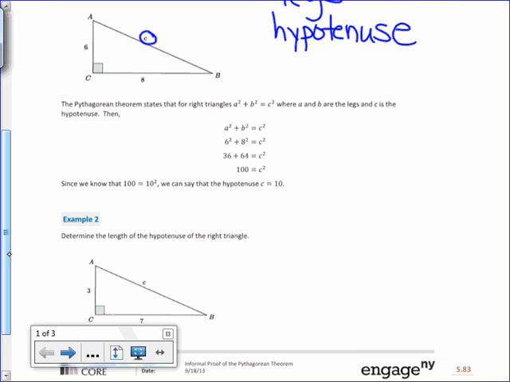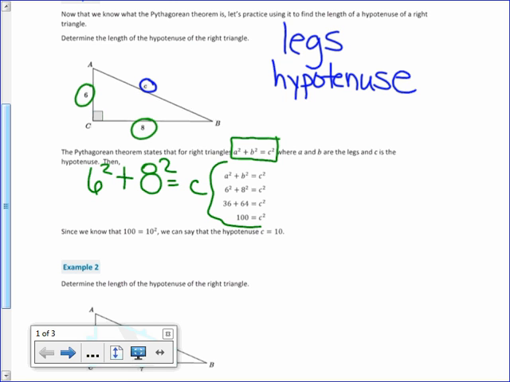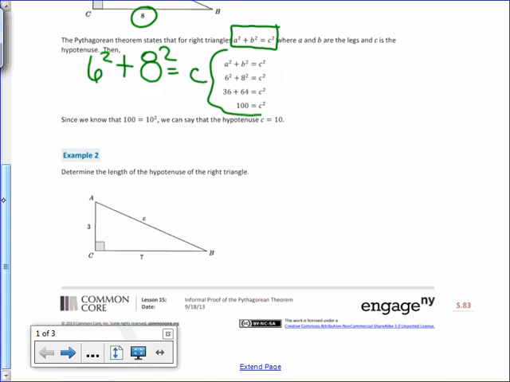We've also found that there is a special formula. The Pythagorean theorem states that for any right triangle, we can find the side lengths of the triangle by using this formula: A squared plus B squared equals C squared. So if we look at our example here, A can be represented by 6, B can be represented by 8. So A squared would be 6 squared plus B squared would be 8 squared. That equals C squared. And as you look over here, you have the steps to solve and find that C actually equals 10.